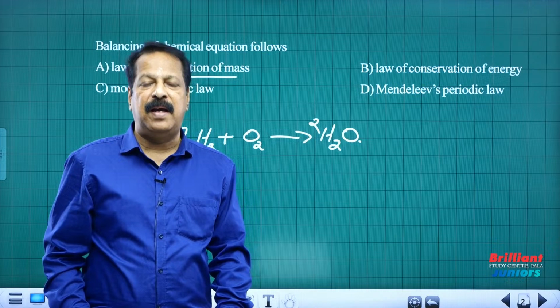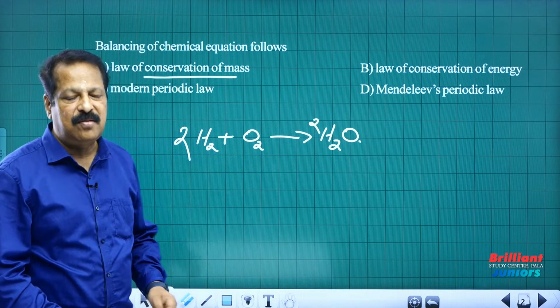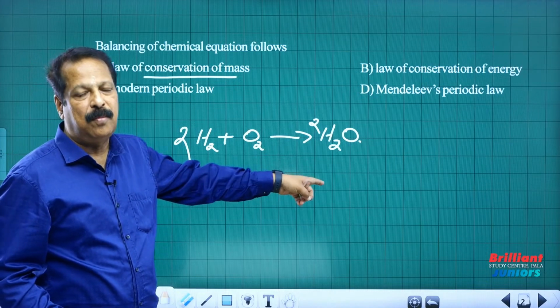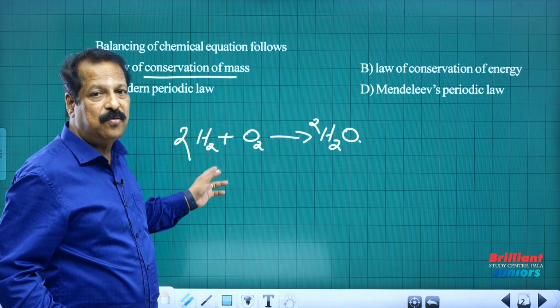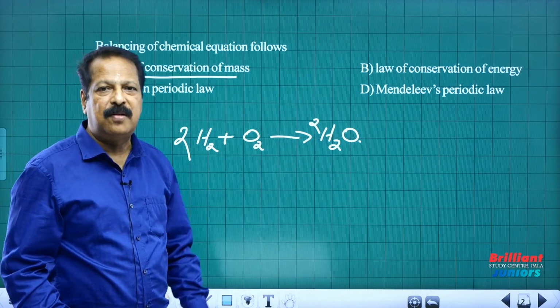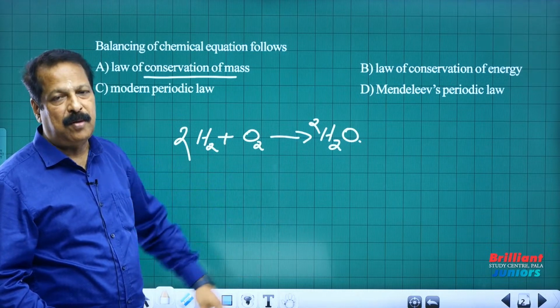The law was given by Antoine Lavoisier, and the law states that the total mass of reactants will be equal to the total mass of the products, or the mass of the reacting substances will be equal to the mass of the substance that is being formed. So the total mass of reactants will be equal to the total mass of the products.